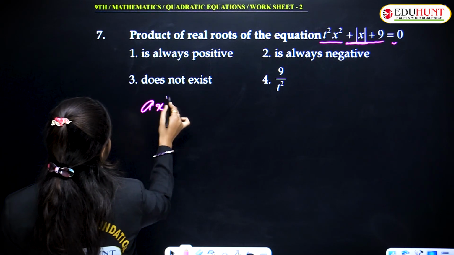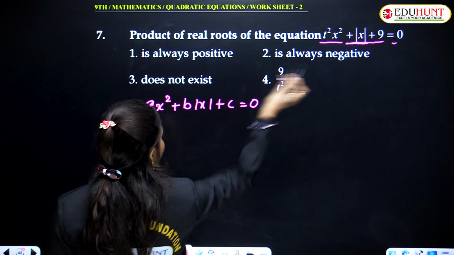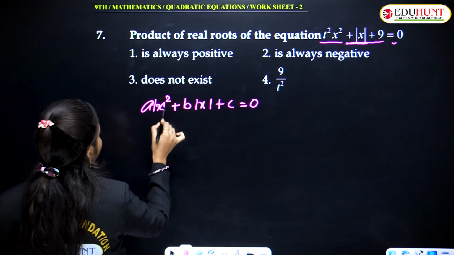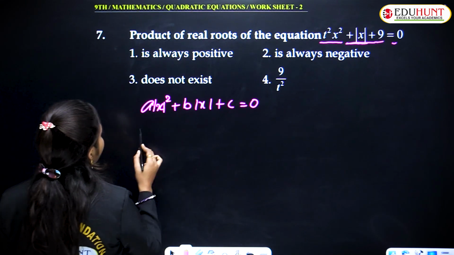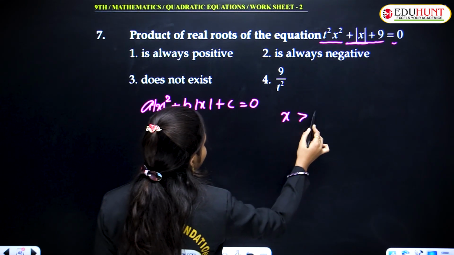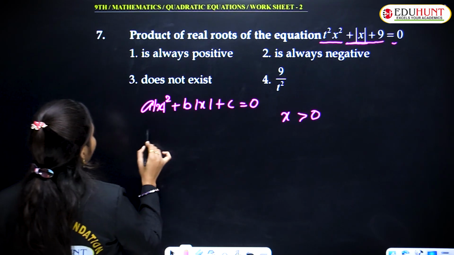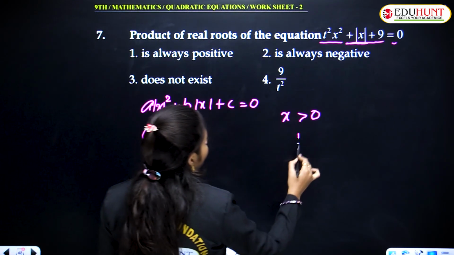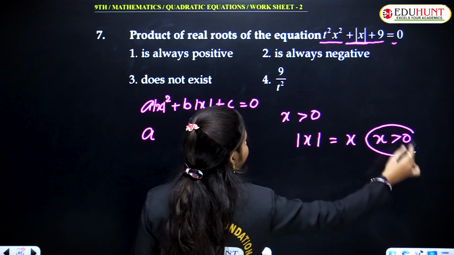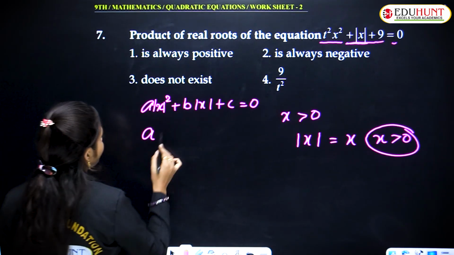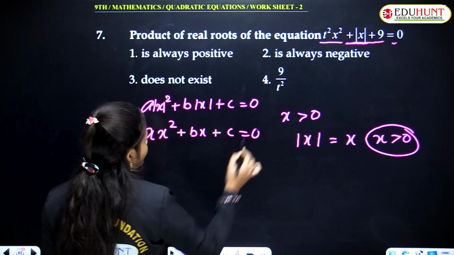So a x square plus b mod x plus c is equal to 0; we can write this as a modulus of x whole square. Here, if you take x greater than 0, which means positive only, then modulus of x is equal to x if x is greater than 0. So mod x is equal to x, and we get a x square plus b x plus c is equal to 0.